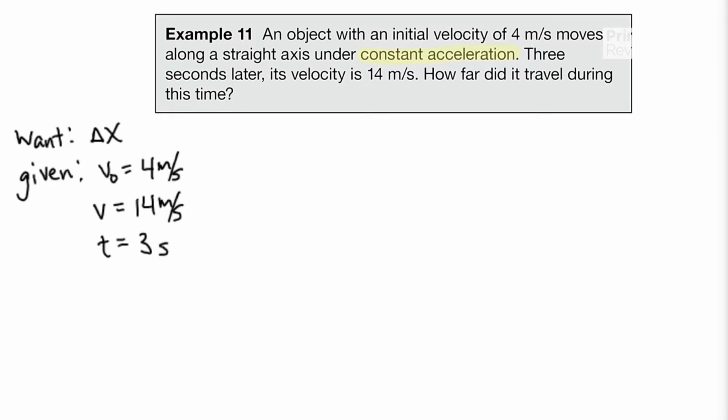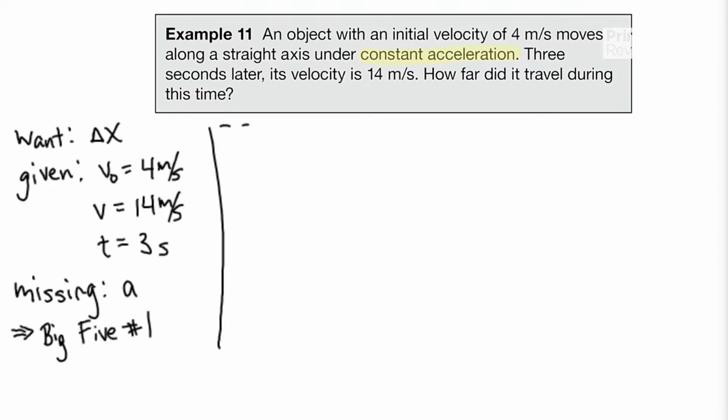And so when you look at that list, we've got displacement, we've got both of the velocities, time is there. What's missing is that acceleration. I know it's constant, but I have no idea what numerical value it has. So if the acceleration is missing, we need to use the big five that doesn't have the acceleration, and that would be big five number 1. So let's set that up. You can jot down the equation.